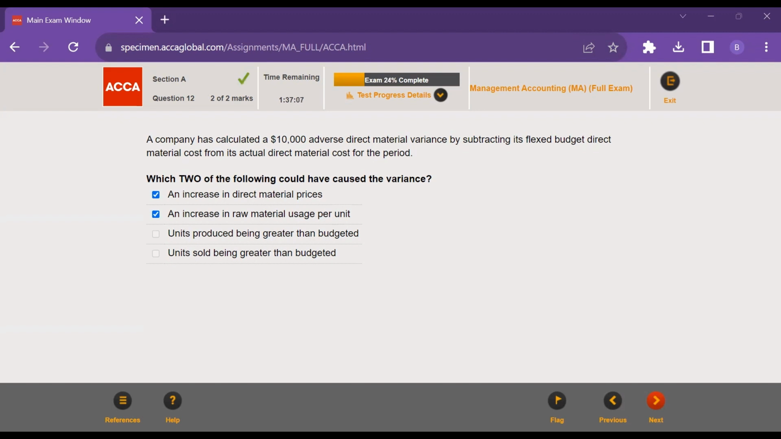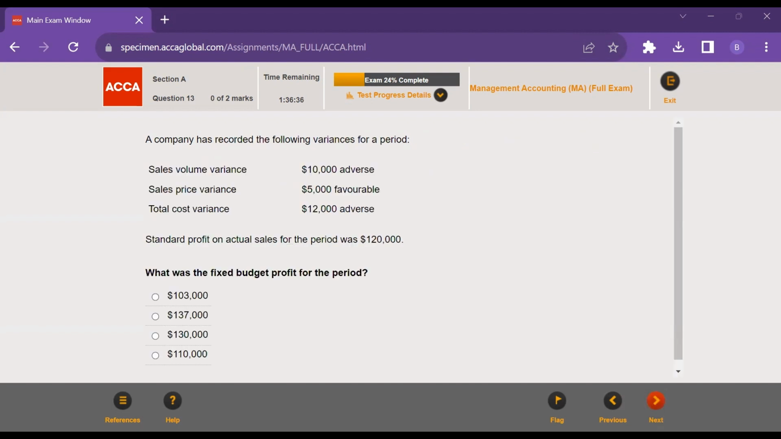So an increase in the direct material price definitely can cause your material variance to be adverse, because here you are comparing how much price you have budgeted and how much it actually cost you. So if the cost has gone up, definitely this will lead to an adverse material variance. Now, increase in raw material usage per unit, definitely yes. If you have actually ended up using more material, then definitely your material variance will be adverse. Then let's have a look at the next one.